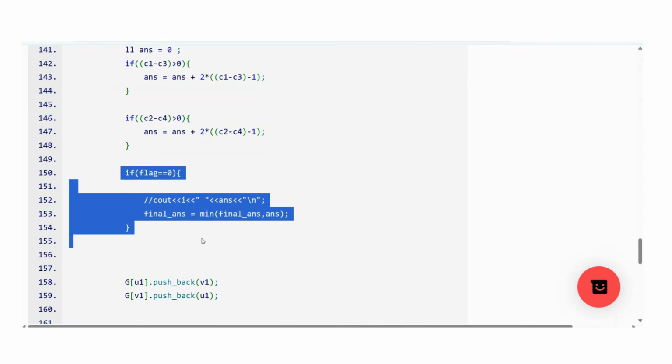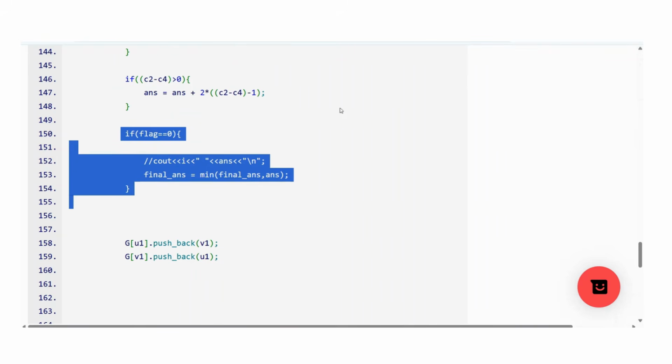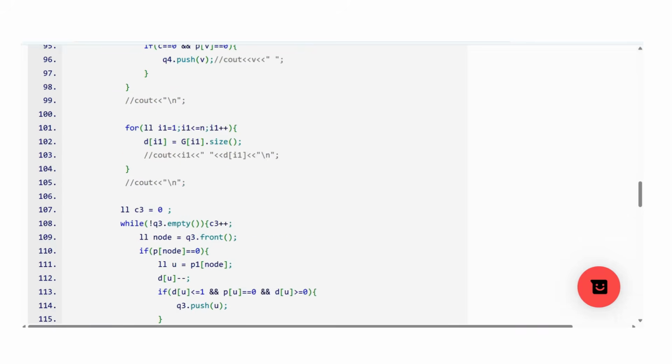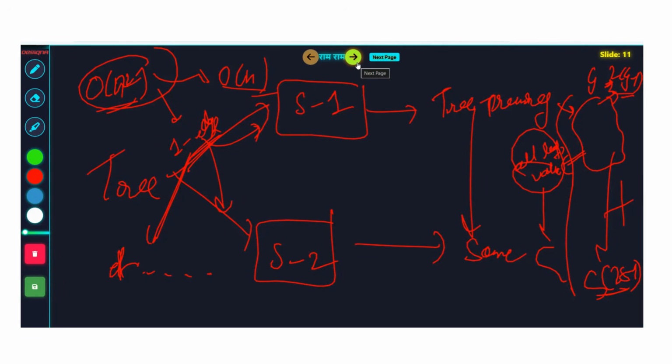This flag 0 is a very important thing, guys. I leave it up to you. Why have I written this thing? Because we are trying to break each and every edge. Sometime it can happen. Be careful with the test case. Let's say this is node 1 and this is node n. Okay. Let's say you try to break this edge.